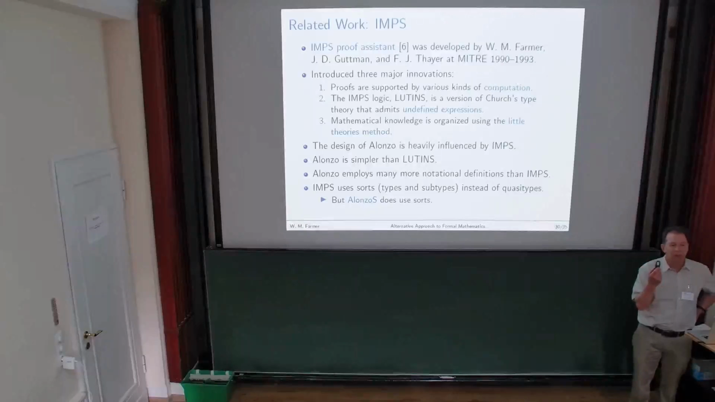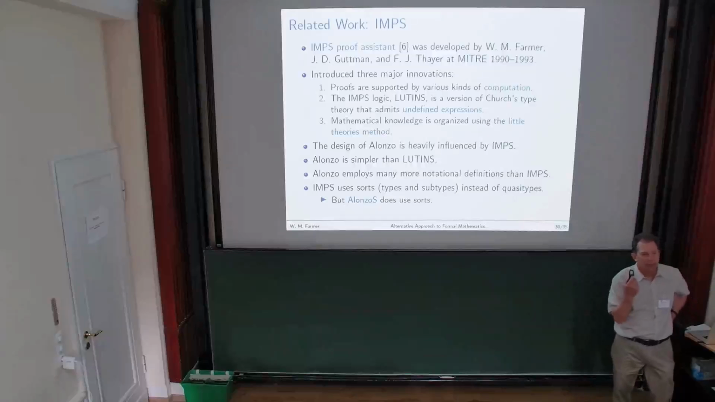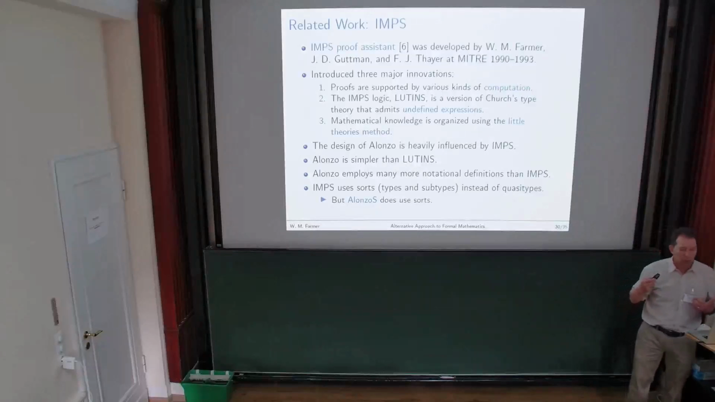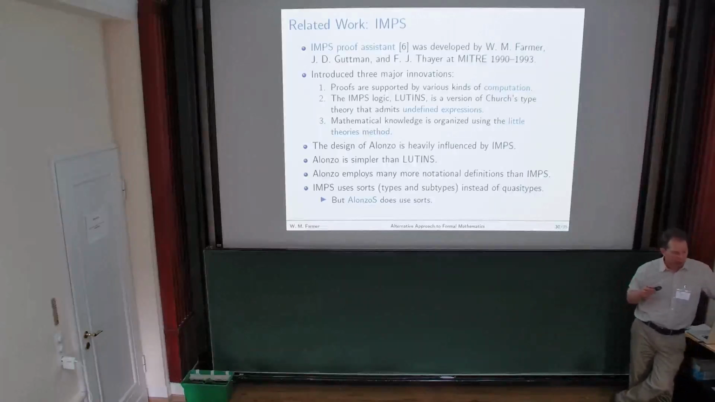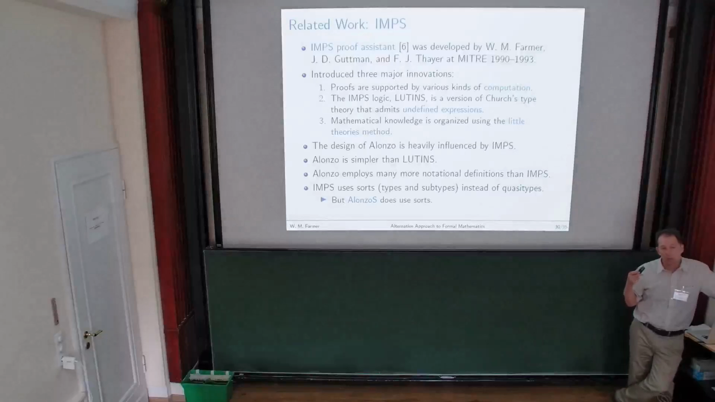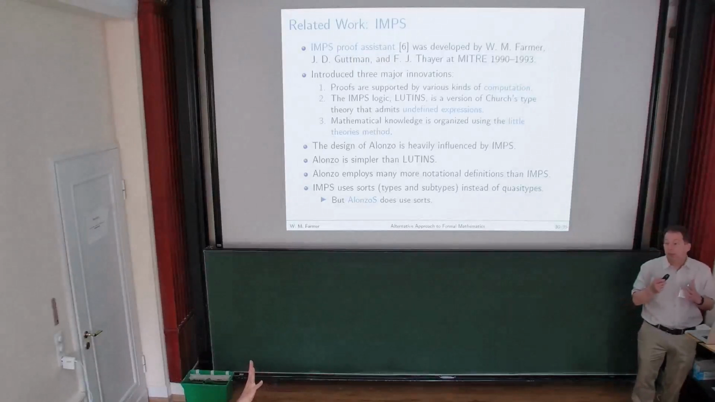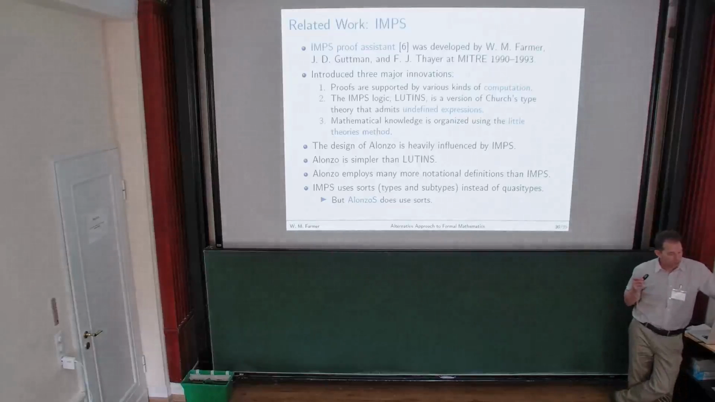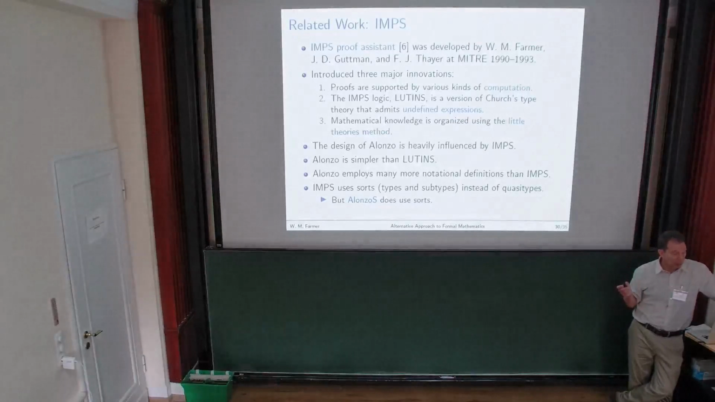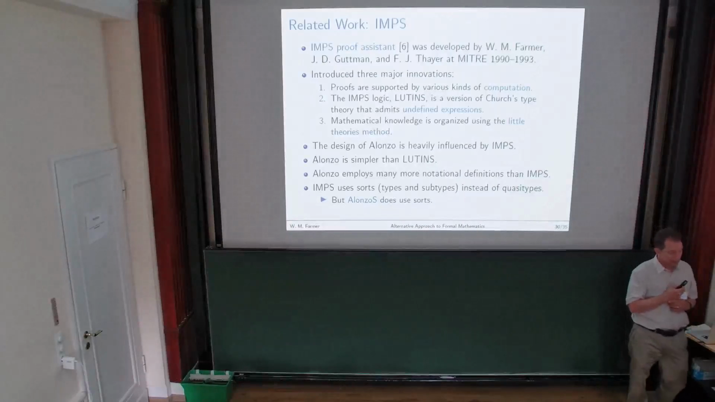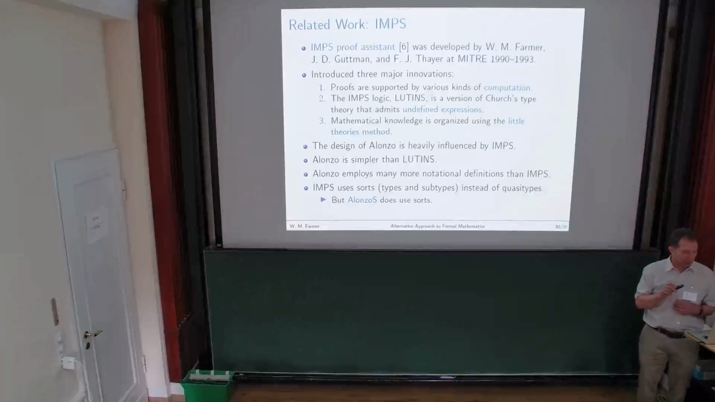So this proof assistant had three innovations, I think. The first is it supported proofs with a whole variety of different kinds of computation. Many proof assistants use these approaches now. The second thing is the logic is a lot like the logic of Alonzo. It admits undefined expressions, but it's actually more complicated than Alonzo. Alonzo is really a simpler version of this. And mathematical knowledge is organized using the little theories approach. I think that's all I will say since I don't have that much more time.